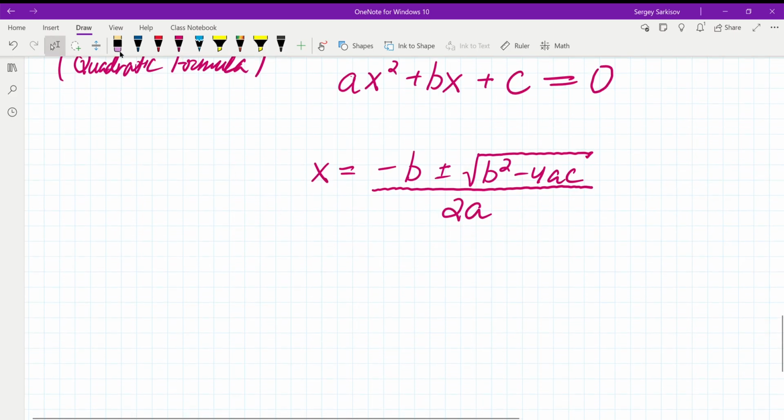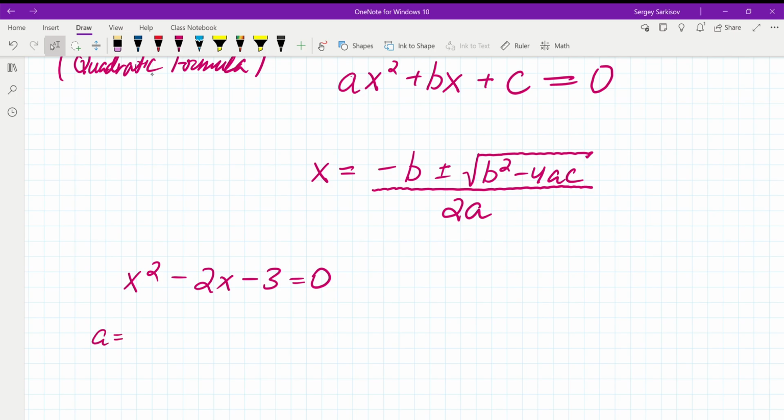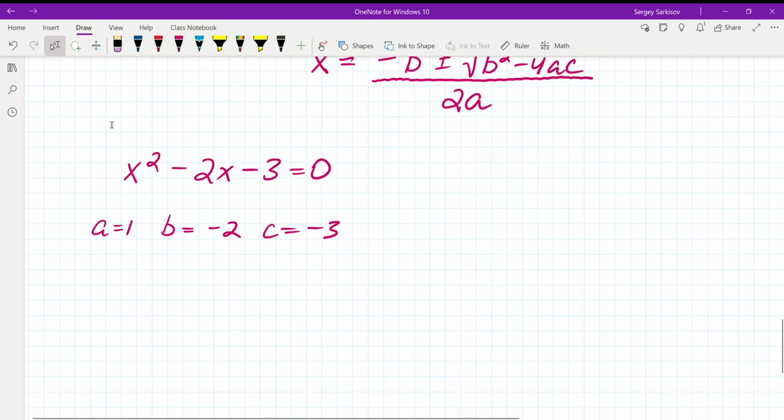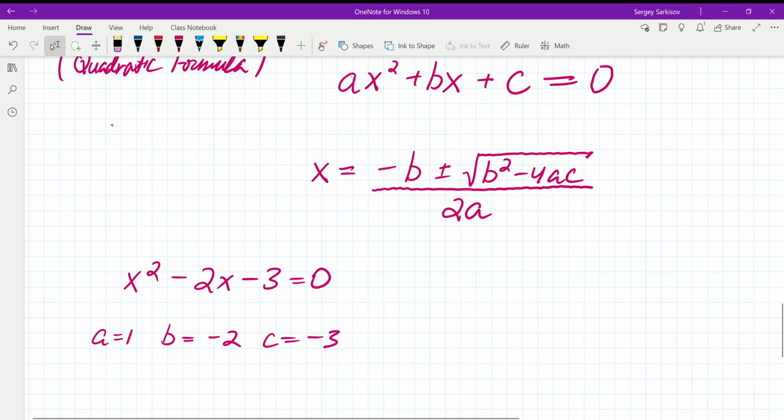So let's apply it with our numbers. We had x squared minus 2x minus 3 equals 0. So our a is 1, the coefficient of x squared. B is negative 2, the coefficient of x. And c, the constant term, is negative 3. Be careful with the signs. Let's use the quadratic formula. X is equal to negative b, that's a positive 2 then, negative of a negative 2, plus or minus the square root of what?